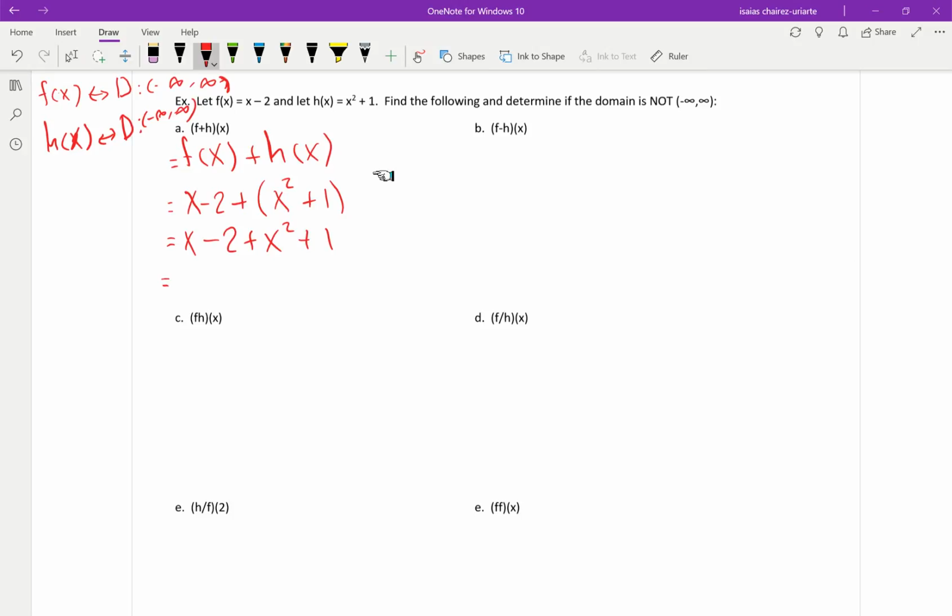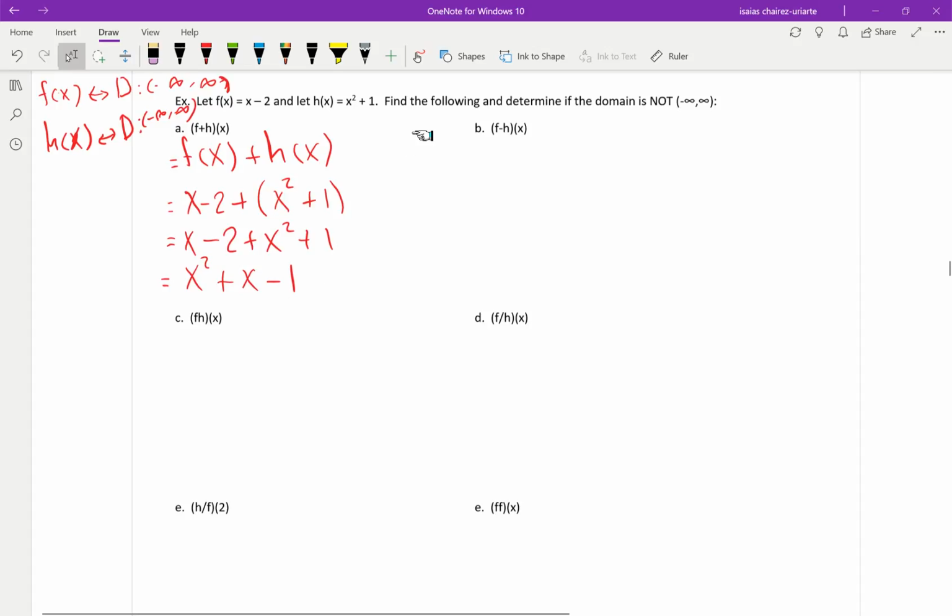So let me collect like terms here. X squared should be added or subtracted to x squareds. X should be added or subtracted to x, and numbers should be added and subtracted with numbers. And I'm going to write this in descending order. So this becomes x squared plus x, and then minus 1. Because x squared, I just put it on the left. This positive x is right here in the middle. And then negative 2 plus 1, that's negative 1. That's how I conclude that, yeah?